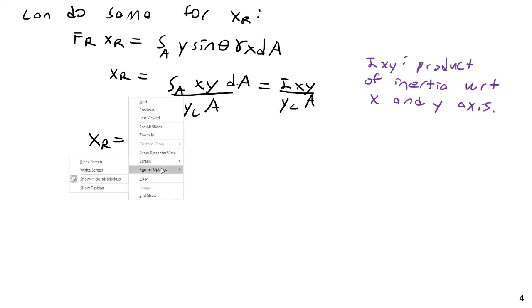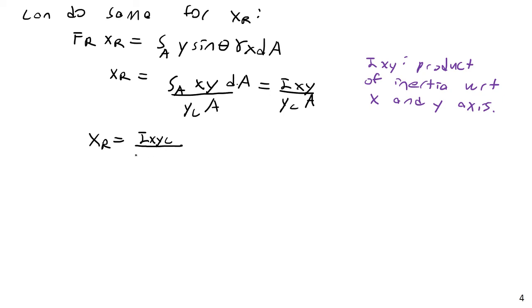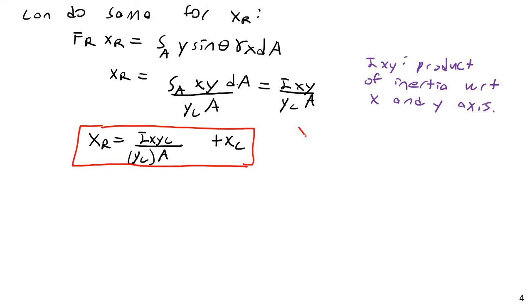And our final formula then for the x coordinate of this is going to be Ixyc over yc times A, plus xc. And let me put a box around that. And xc is the x distance to the center of area, or to the centroid of area. And xr is the x coordinate to the center of pressure.